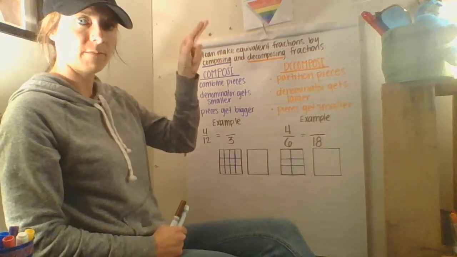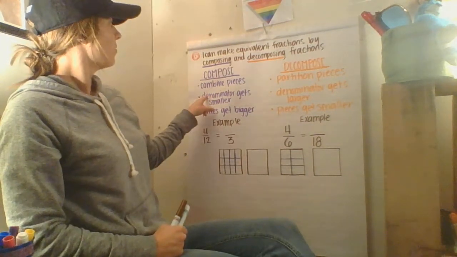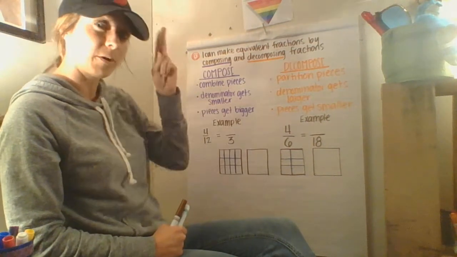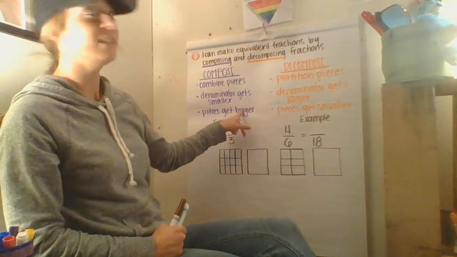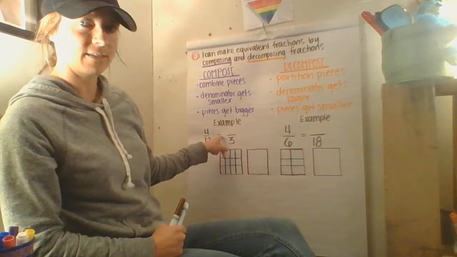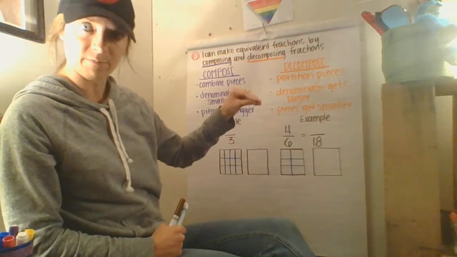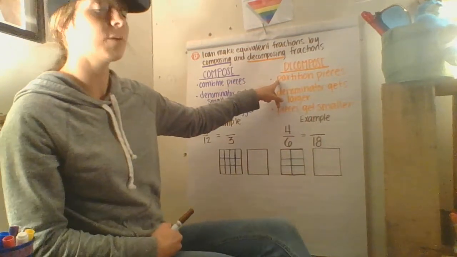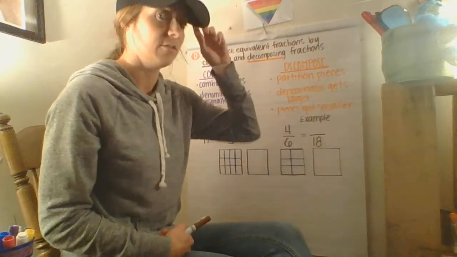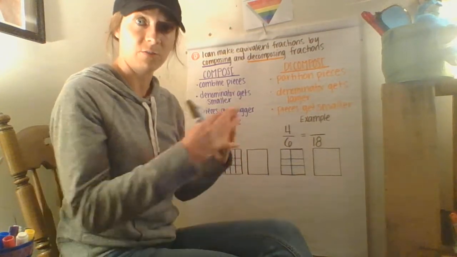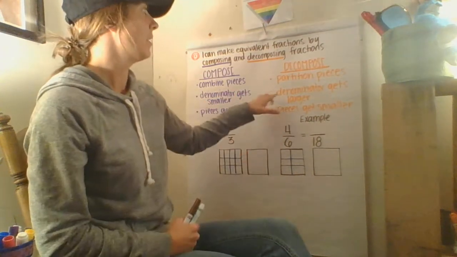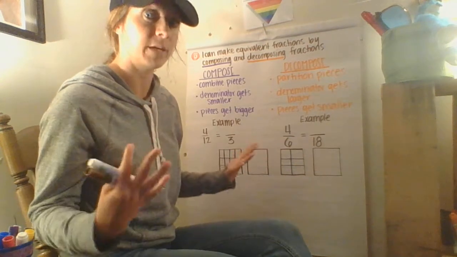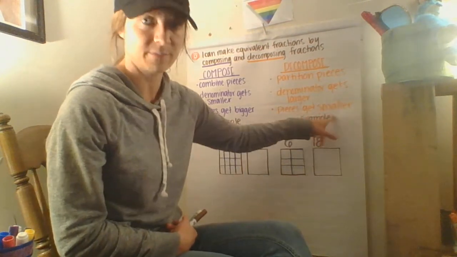So composing, combine pieces. When you do this, your denominator will get smaller, the number will get smaller, and the pieces get bigger. You'll understand that in a second. When you decompose, you take apart your composition, you are partitioning pieces. Remember the other day, partition is to break up into smaller pieces. Your denominator gets larger, the number looks bigger, but the pieces get smaller.